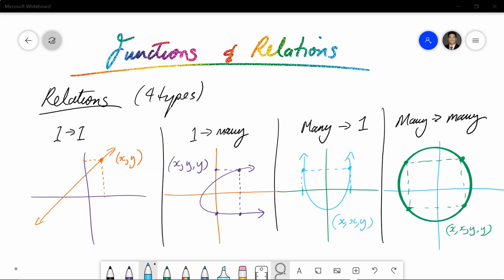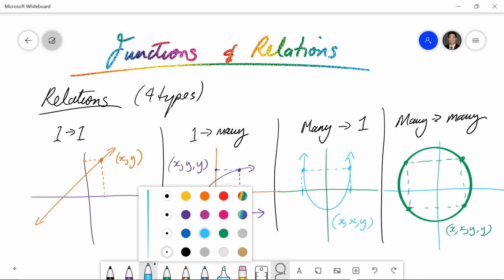And then lastly, many-to-many is when you have more than one y value for every x value, and also many x values for one y value. So it works both ways, and a perfect example of that is a circle. Regardless of where you are on the circle, you have more than one corresponding option, depending on whether you are referring to the x or the y value.